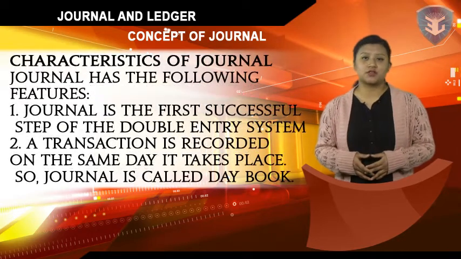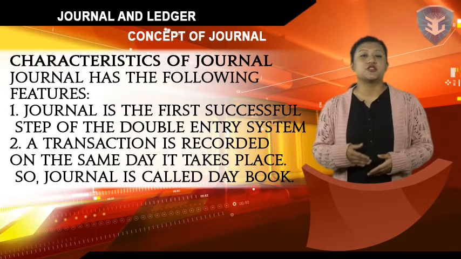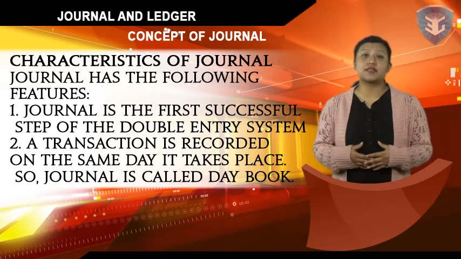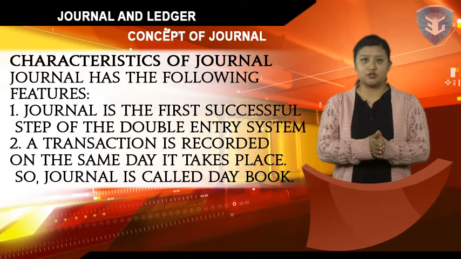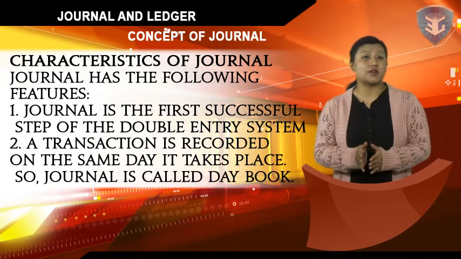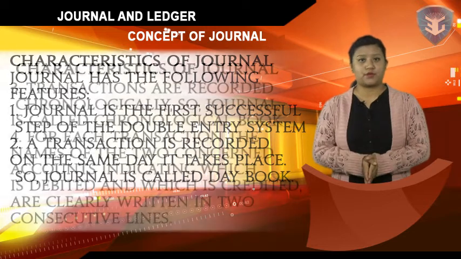The characteristics of a journal. The journal has the following characteristics. Journal is the first successful step of the double entry system. A transaction is recorded first of all in the journal, so the journal is called the book of original entry. A transaction is recorded on the same day it takes place, so journal is called daybook.